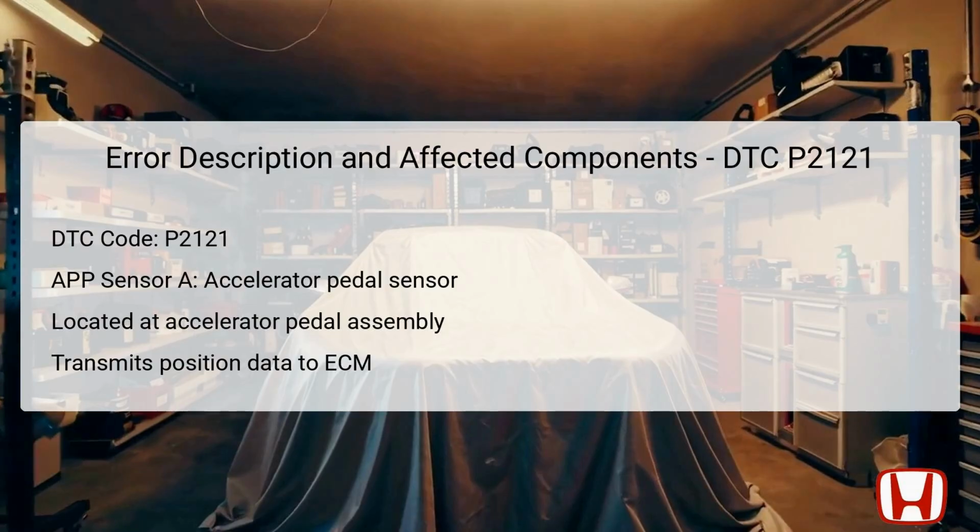When the APP sensor experiences a malfunction, the readings can fall outside of the expected voltage range, leading to reduced engine responsiveness or a potential limp mode scenario. The communication between the APP sensor and the ECM is vital for proper vehicle operation. If the DTC is triggered, it indicates the system is not functioning correctly and requires immediate troubleshooting to prevent further performance issues. Several factors can lead to the triggering of DTC P2121.